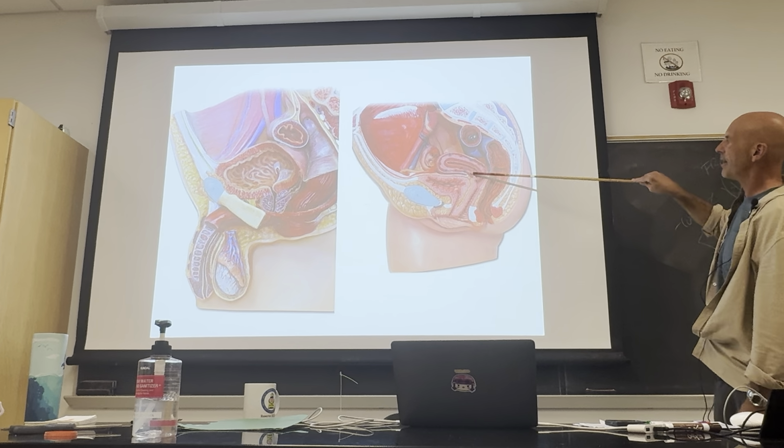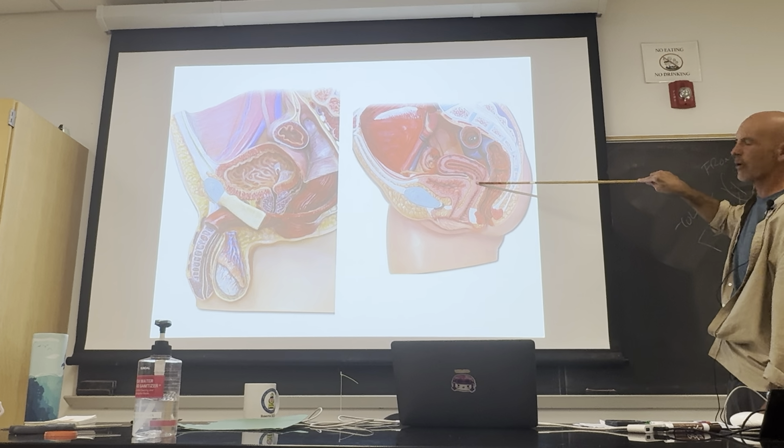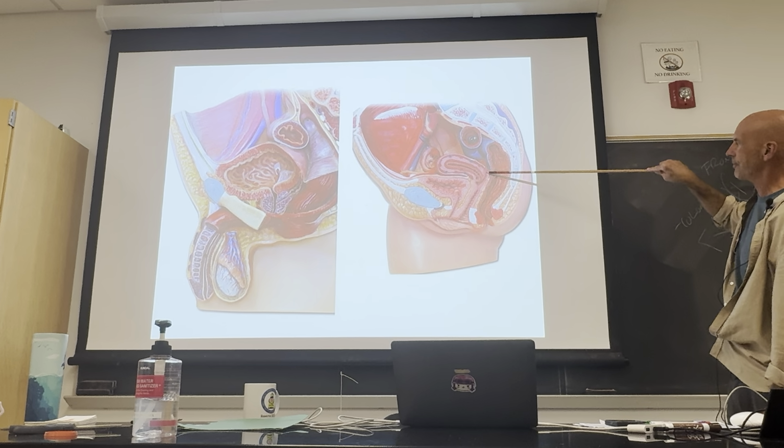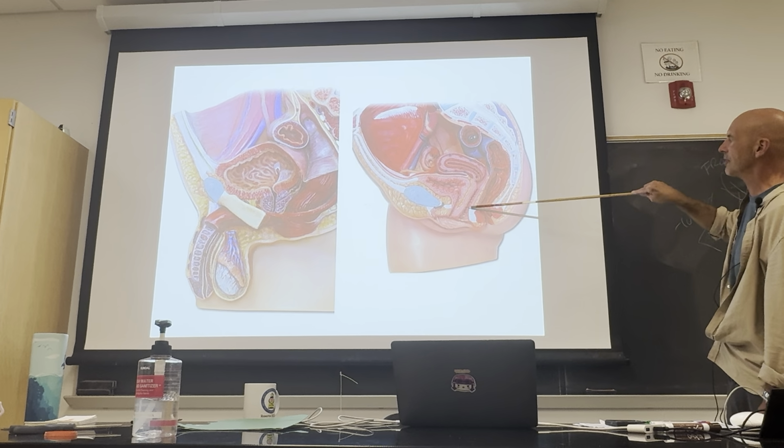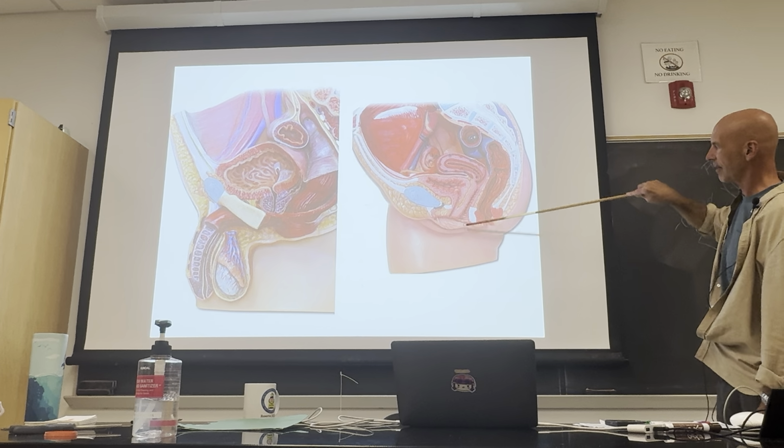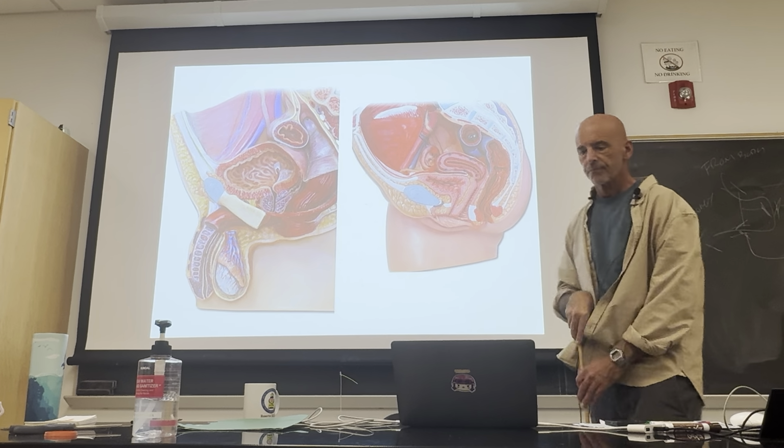Right? And then the cervix meets up with the fornix. That's the cup-shaped region of the vagina, right? And then the vaginal tube and vaginal opening lead out into the vestibule there.